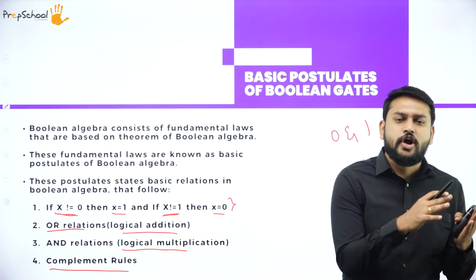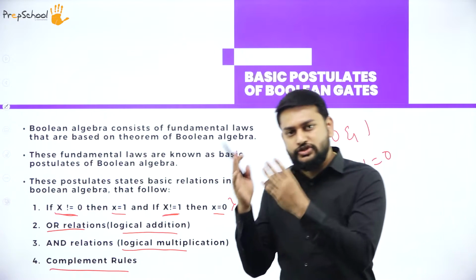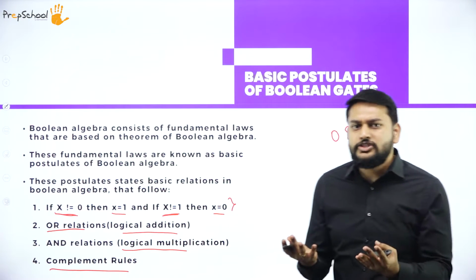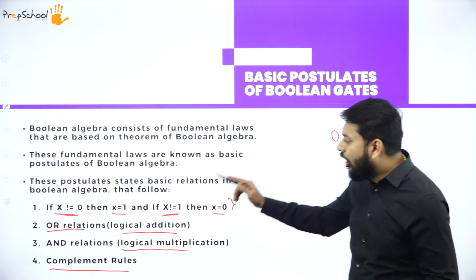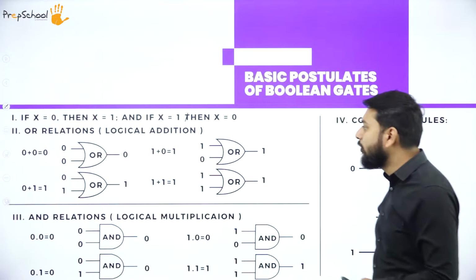If x is not equal to 0, it is obviously 1, and if it is not 1, then obviously it is 0. So you did not explain much about OR, AND, and complement. Yes, I'm doing that with an example now. So please have a look.